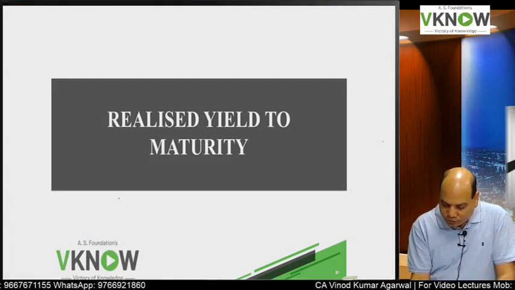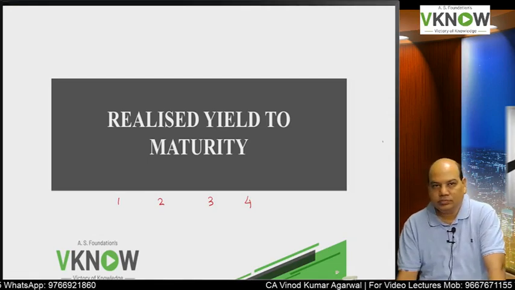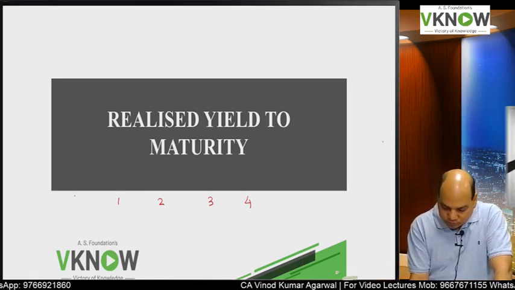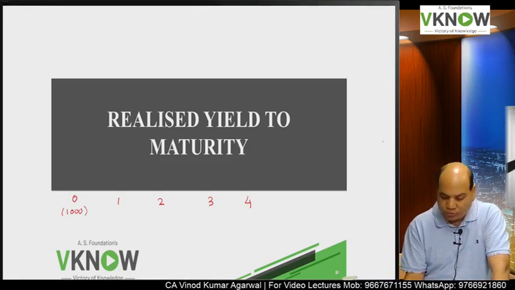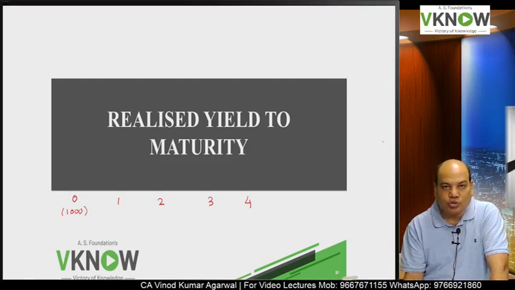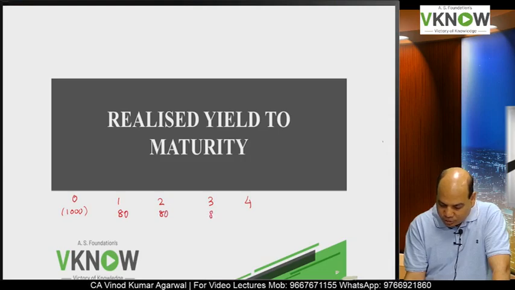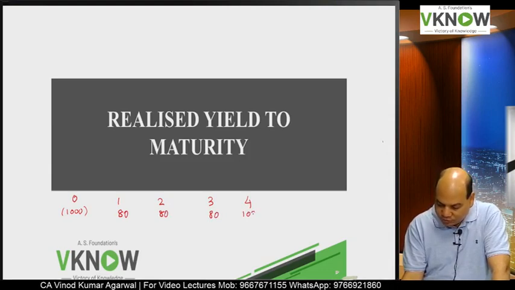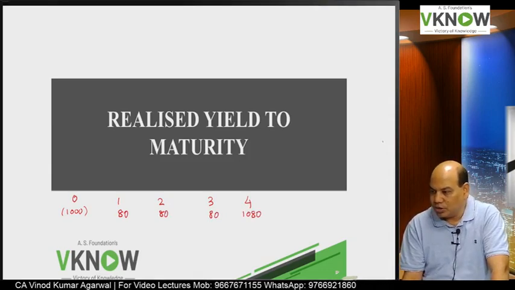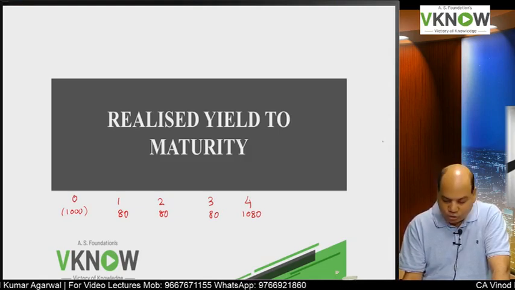In realized yield to maturity, what we will do? Suppose there is a bond, maturity period is 4 years. In year 0, we are going to invest some amount, let us say 1000 rupees, and this bond will generate cash flows over the 4-year period. Let us say the bond will generate a coupon of 80 rupees, 80 rupees, 80 rupees, and in the 4th year the bond will produce 80 plus 1000. We have to find realized yield to maturity.